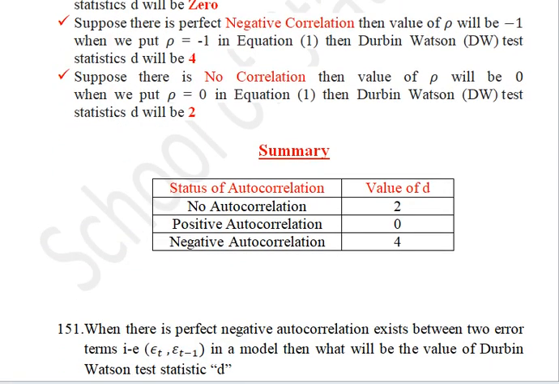Here is the summary. In the first column, the status of autocorrelation. In the second column, the value of D. When there is no autocorrelation, the value of D will be 2. When there is positive autocorrelation, the value of D will be 0. When there is negative autocorrelation, the value of D will be 4.